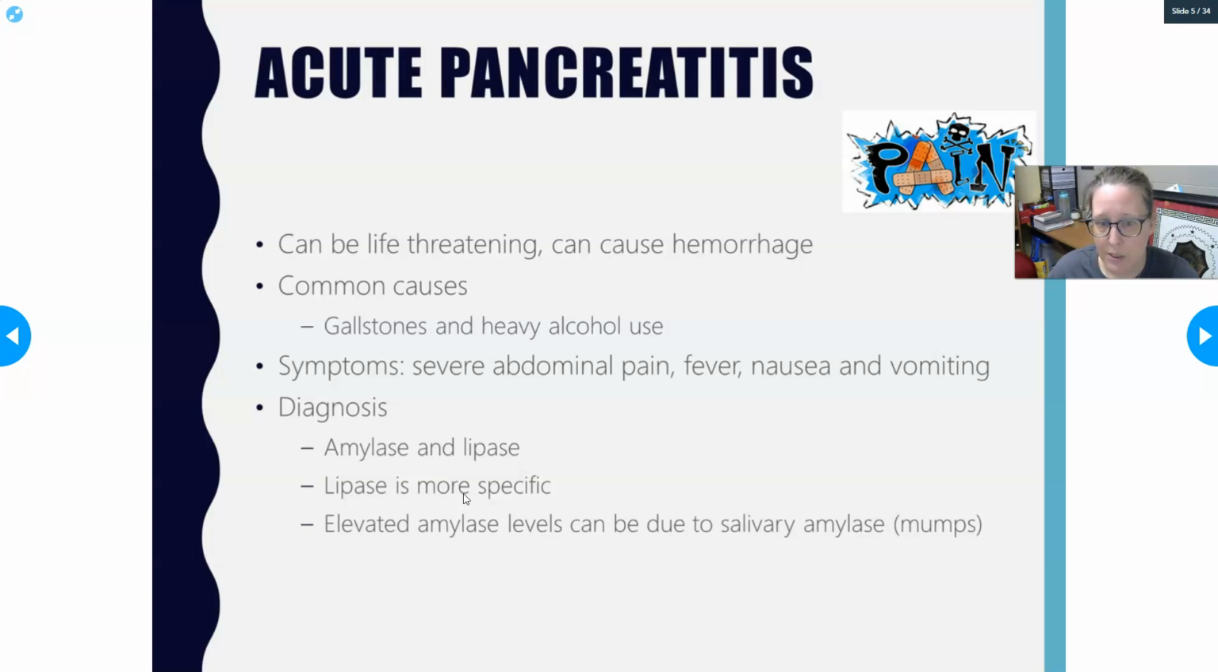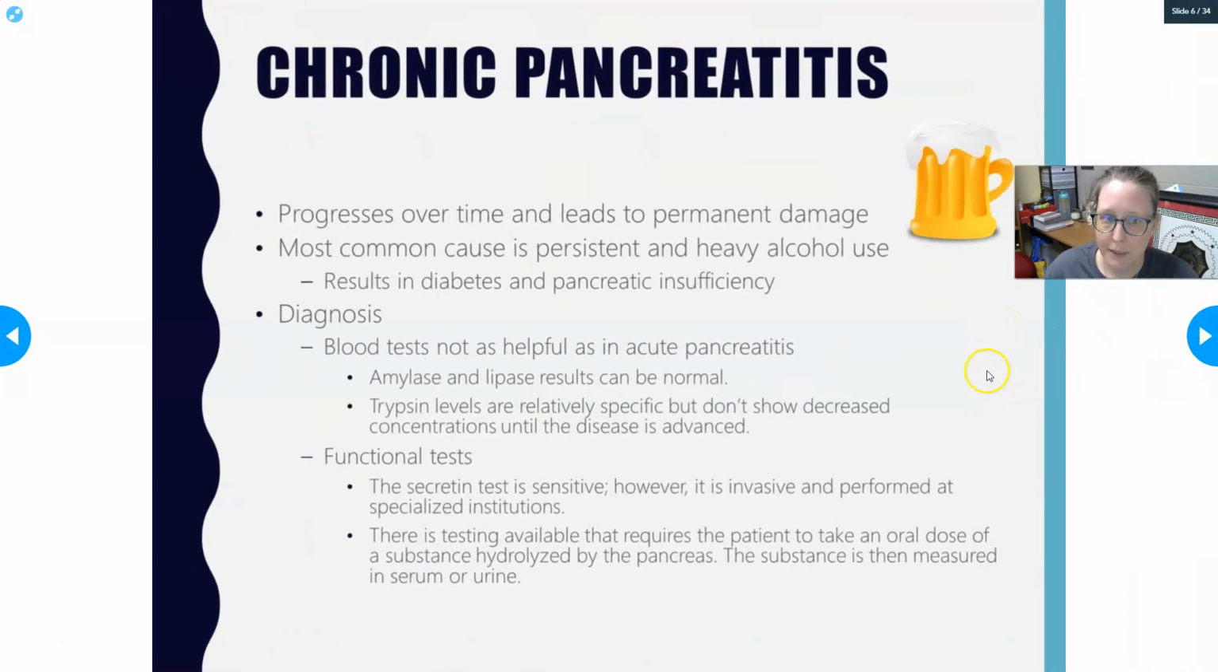Symptoms of acute pancreatitis are severe abdominal pain, fever, nausea, and vomiting. The diagnosis is done with serum amylase and lipase levels, which are going to be greatly elevated. Lipase is more specific to acute pancreatitis because you also have salivary amylase, so other things can raise amylase levels. But how many cases of mumps do we see? It's possible, but generally speaking, when you see high amylase and high lipase together, you can suspect acute pancreatitis.